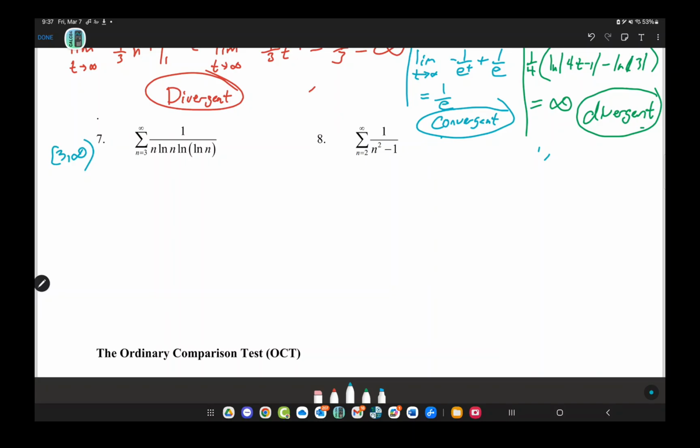Is it continuous? There shouldn't be a problem plugging in 3 there, should there? I don't think so. So yeah, it's continuous. Is it positive? Yes, it is. I thought natural log could be negative. It can be if the inside is between 0 and 1. But it's not. It's 3 and up. So it's still positive.